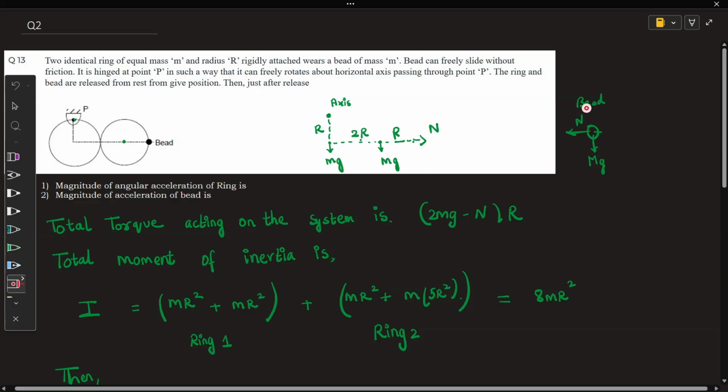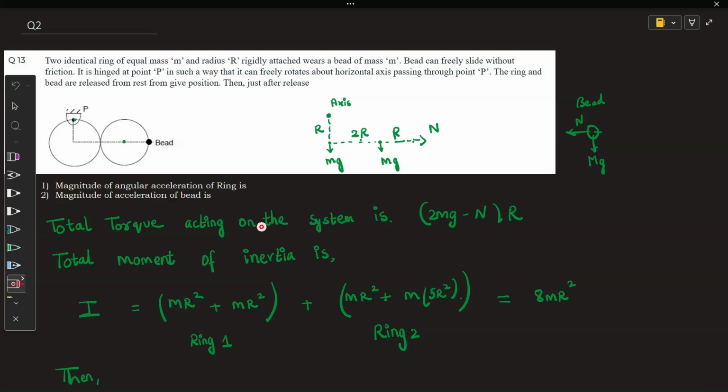That is the normal reaction here. If I draw the free body diagram of the bead, I get normal reaction to the left and mg downward. Now the same normal reaction the bead will give on this system in the rightward direction. So N is acting here, at the point that I have marked. Now what are they asking? Magnitude of angular acceleration of the ring and magnitude of acceleration of the bead.